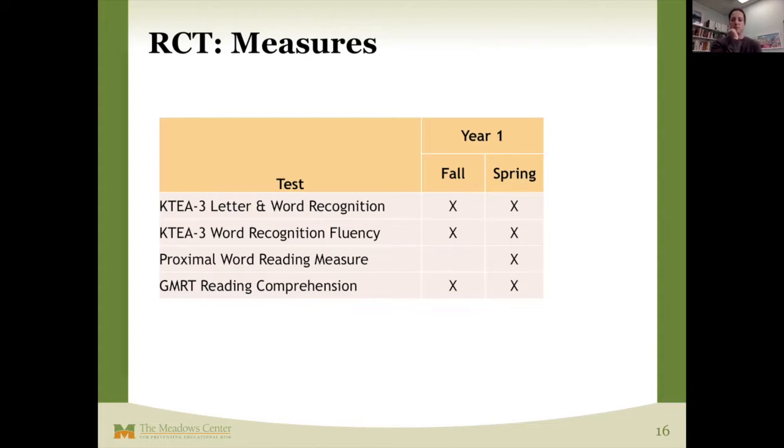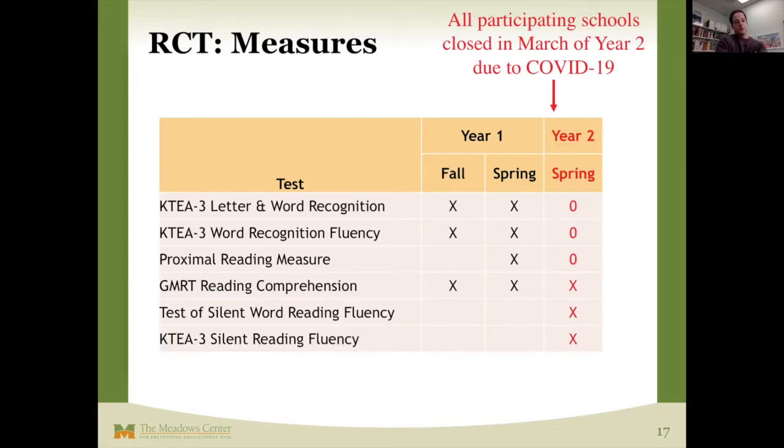Here you can see the measures that were administered in year 1. You see 4 primary reading measures. This was a 2-year study, but COVID struck between years 1 and year 2. And so what you'll see is that we did not administer the same measures as we had planned to administer across time points, because when schools closed, we determined that it may be more appropriate to adopt different measures, given that we were going to administer tests remotely.